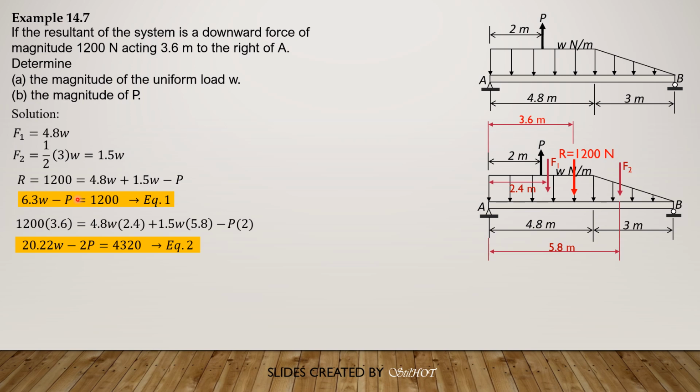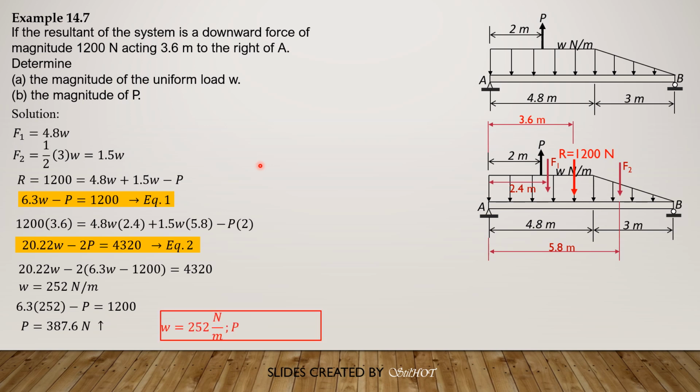From equation 1, we substitute P equals 6.3 W minus 1,200 into equation 2. So we can now solve W. W is equal to 252 newtons per meter. Then substitute in equation 1 to solve for P. 6.3 W minus P equals 1,200. So solving for P is 387.6 newtons upward. So therefore, the magnitude of W is 252 newtons per meter and P is 387.6 newtons upward. That's it.